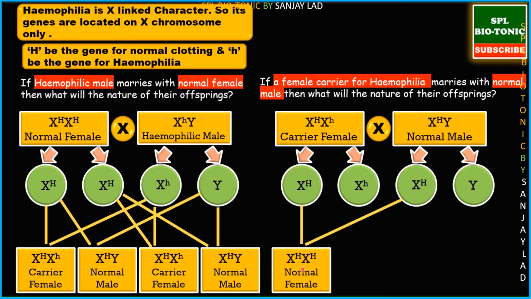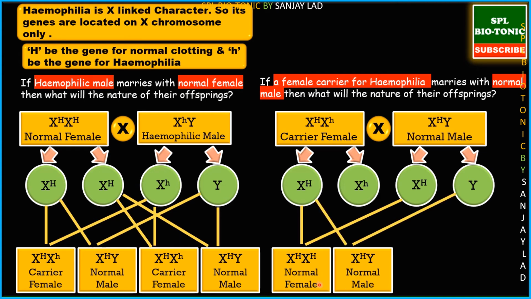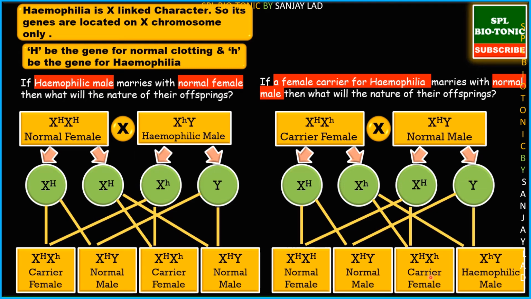Now during fertilization, the gametes unite to form the zygote. So the first individual is X capital H X capital H, that is a normal female. Second is X capital H Y, that is a normal male. Third is X capital H X small h, carrier female, and last is X small h and Y, that is a hemophilic male. Now what is happening here is that the gene from the father is given to his daughter, and from this daughter it is given to her son.